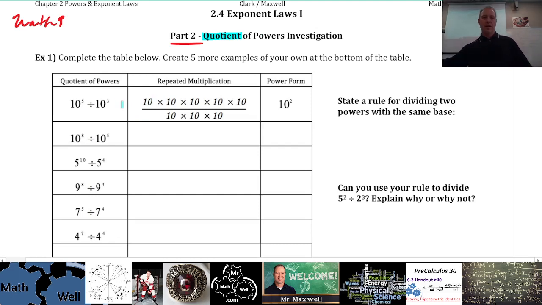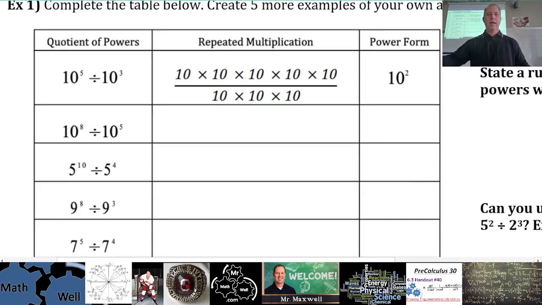Actually, let's just examine the first row that they give us here. If you need to turn the lights off back there, go ahead if the screen is too washed out for you. Let me zoom in for you a bit. We have 10 to the power of 5 divided by 10 to the power of 3.